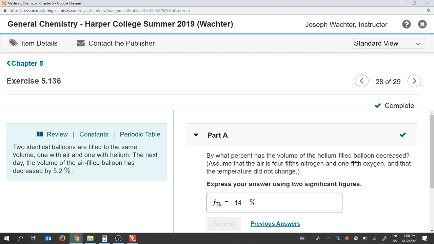So you can make the ratio of the two percentages the ratio of the effusion rates, because if one is effusing twice as fast, it will lose twice as much volume. So you don't need any numbers on the left side. This one is going to be 5.2, because the air balloon has 5.2%, and you're solving for the helium one.